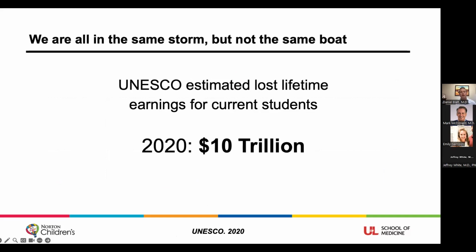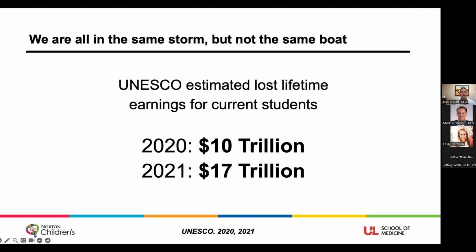So as you all know, healthcare wasn't the only part of society that had a problem to deal with. School and business shutdowns in most areas of the world had a devastating effect on the welfare of the younger population. In 2020, UNESCO estimated $10 trillion in lost lifetime earnings for the current generation of students. In 2021, UNESCO met again and determined that they were wrong. The estimates were actually $17 trillion, which is equivalent to 14% of today's global GDP.